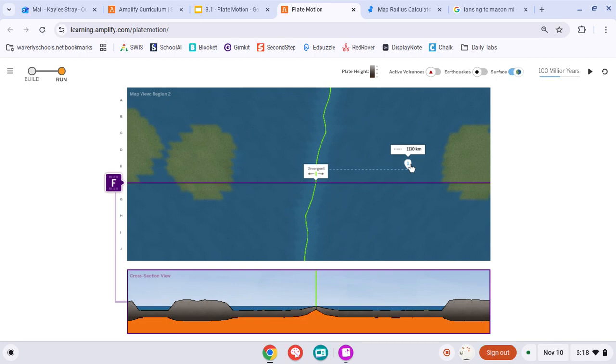1,130 kilometers. I need you to go to Google and look up calculator. You have to put 1,130 first, okay, because that's the distance. And then I want you to divide that by 100 million years to figure out how many kilometers it moves per 1 million years.